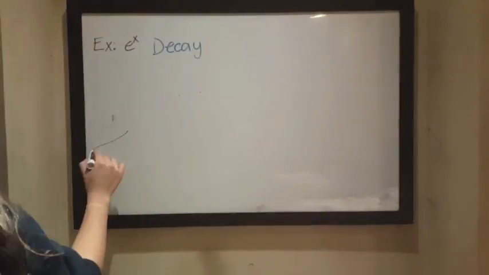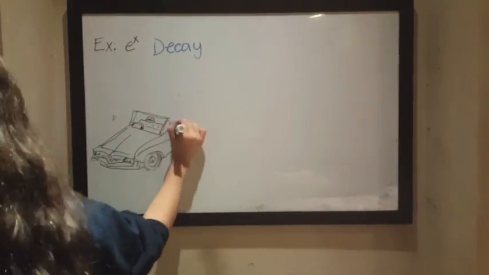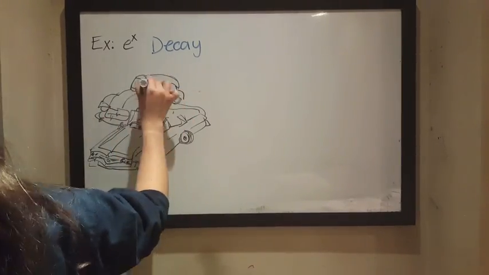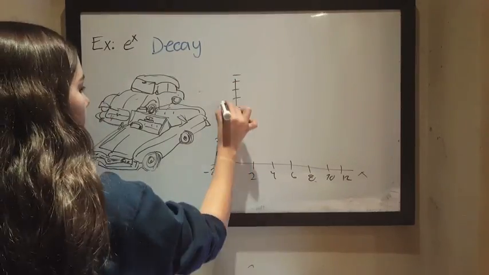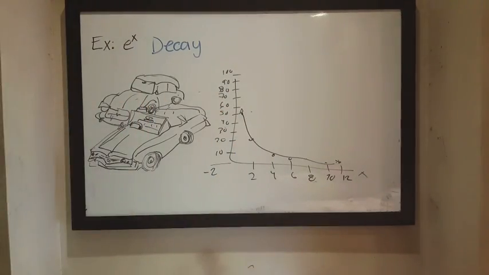On the other hand, an example of exponential decay would be the decrease in the price of an old vehicle throughout the years. In a graph, it would be represented by x being the years and y the price by percentage. As the years go by, the value of the car will decrease.